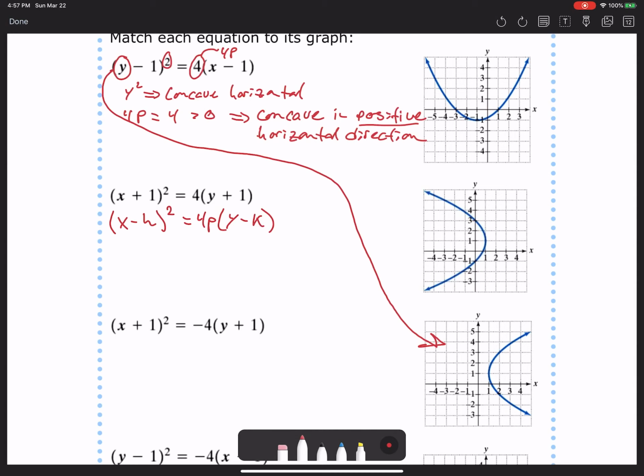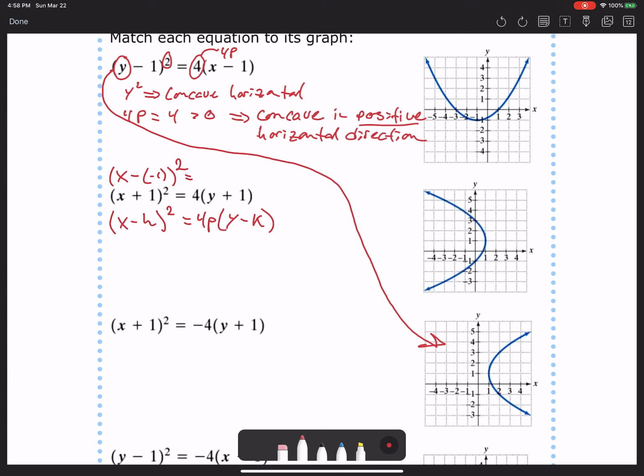All right, what's my h value? This says positive 1, this says minus h, that's confusing. What if I told you that this doesn't say x plus 1? This actually says x minus negative 1. Well, subtracting a negative number is the same thing as addition. Okay, yeah, so I see how those two things relate.